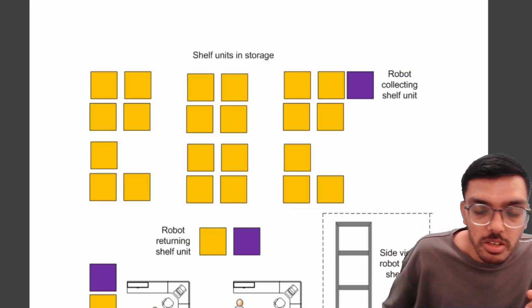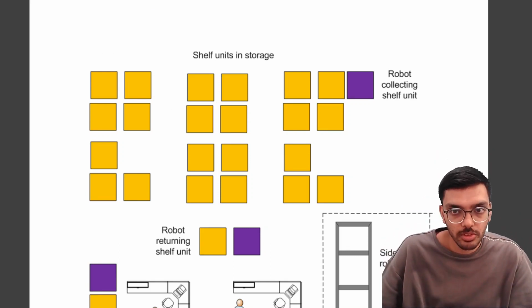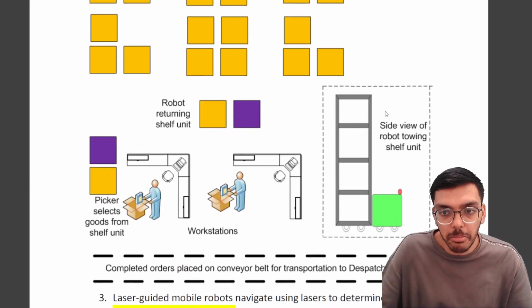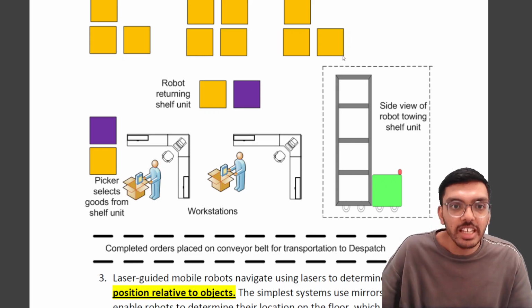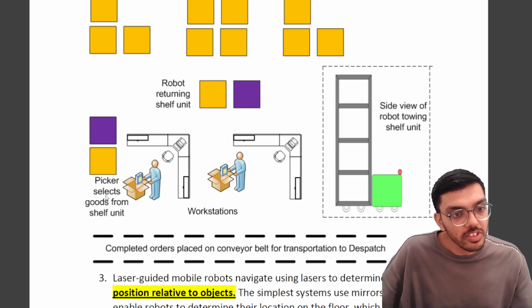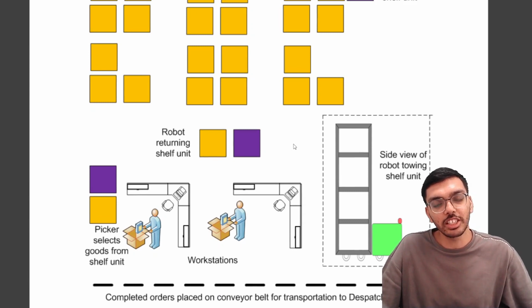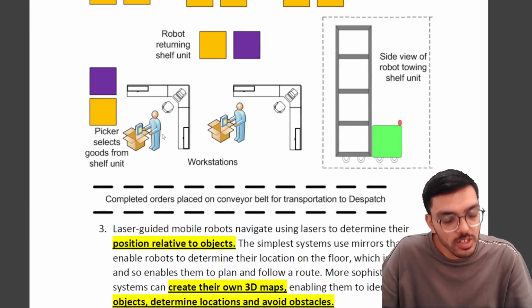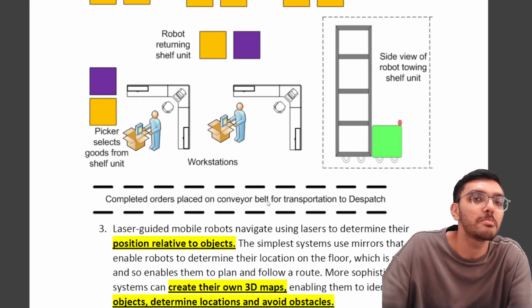So see how this system is working. There are shelf units in storage. These are all shelves. The robot is collecting the shelf unit. The entire shelf is being picked up by the robot, like you can see in the image over here. The robot getting the entire shelf to your workstation. The picker selects the goods from that particular shelf, and then the robot takes that shelf and goes back. The picker will select the goods and place it on the conveyor belt for transportation to dispatch.